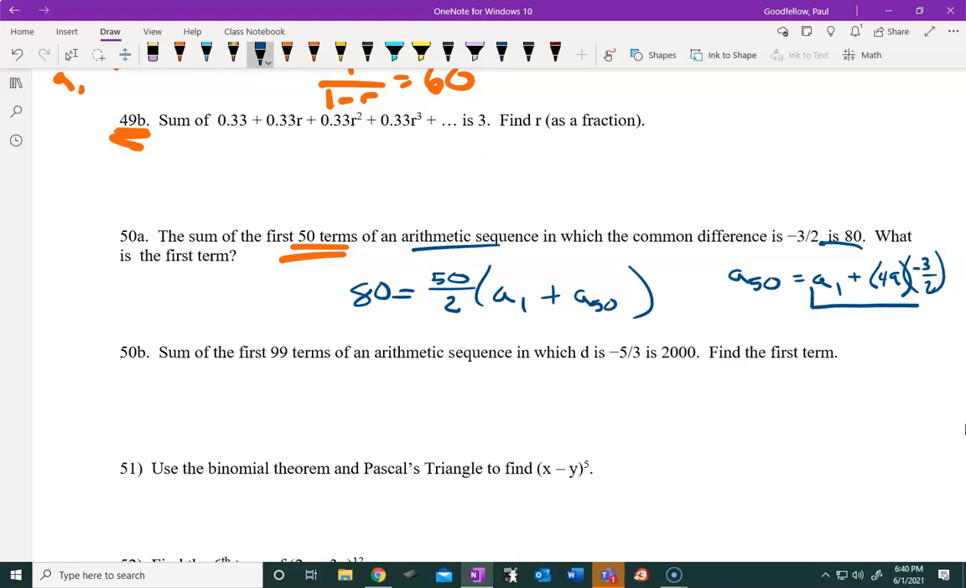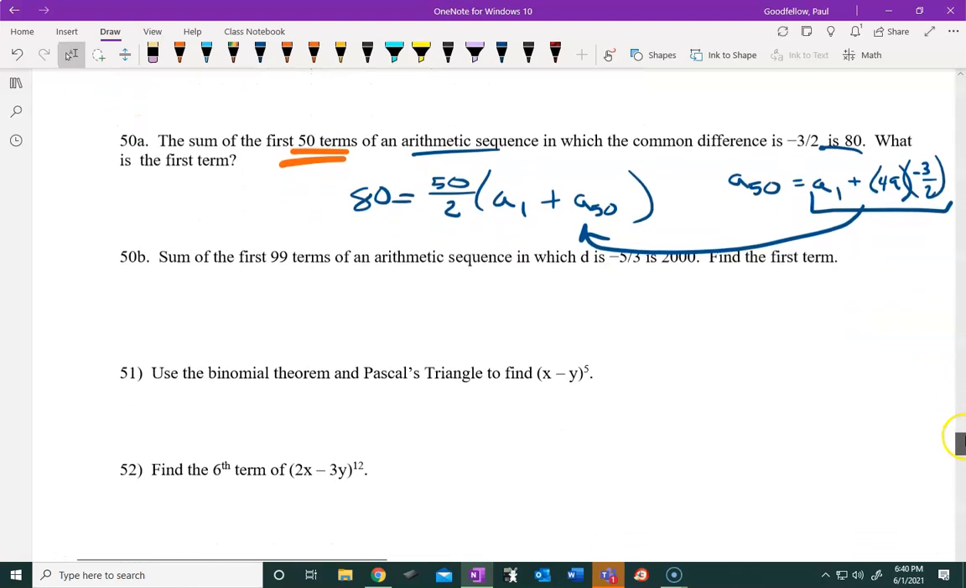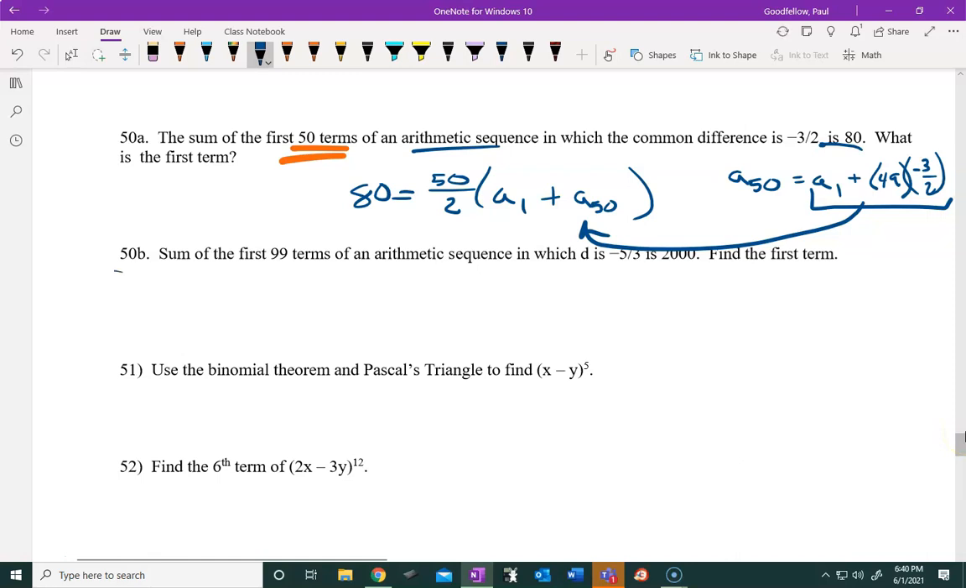And this entire piece right here can be substituted right there. And then you can solve it for a sub 1. This is an algebra problem. It's really not that bad. Give it a try. I think you could probably figure that one out. And then once you get it, try 50b just to try it on your own. See if you got it.